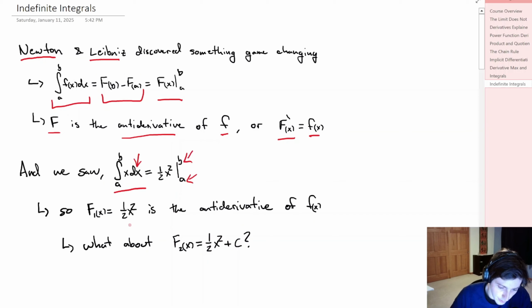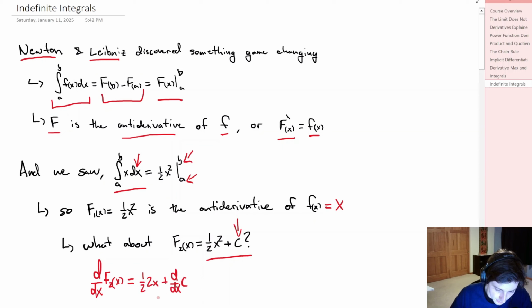And what we could say is that 1/2 x squared is the antiderivative of f of x, which was just equal to x. And one little cliffhanger that we didn't really talk about, but we're going to talk about in this video is, what about considering a different antiderivative function, and let's say it's equal to 1/2 x squared plus c, where this c is just some constant. If we take the derivative with respect to x of capital F2, that is simply going to be equal to 1/2 times 2x plus the derivative of that constant with respect to x, and we know the derivative of that constant is going to go to 0.